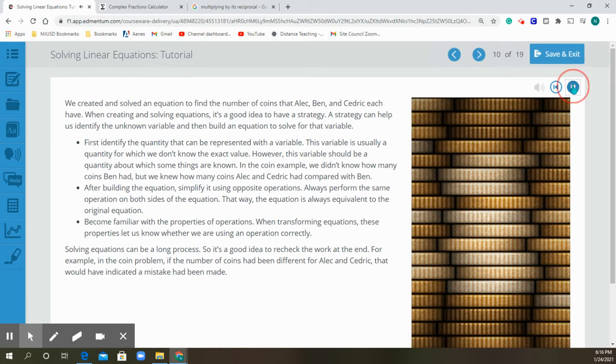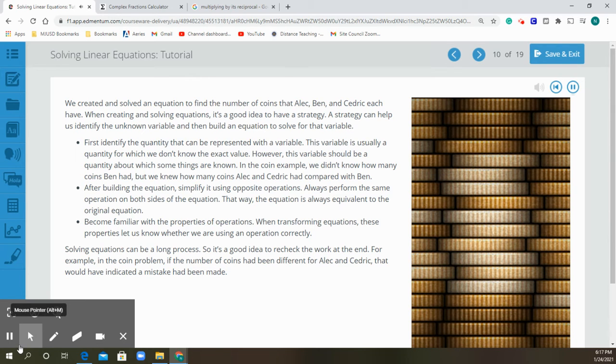We created and solved an equation to find the number of coins that Alec, Ben, and Cedric each have. When creating and solving equations, it's a good idea to have a strategy. A strategy can help us identify the unknown variable and then build an equation to solve for that variable. First, identify the quantity that can be represented with a variable. This variable is usually a quantity for which we don't know the exact value. However, this variable should be a quantity about which some things are known. In the coin example, we didn't know how many coins Ben had, but we knew how many coins Alec and Cedric had compared with Ben.